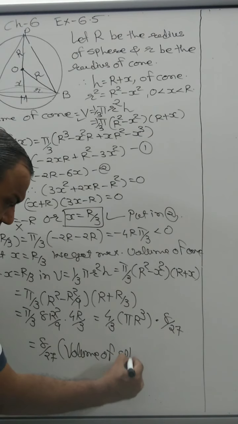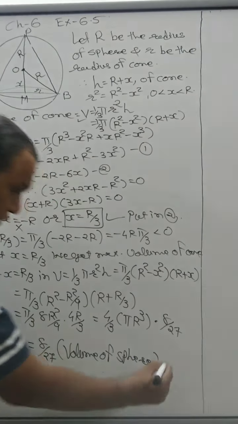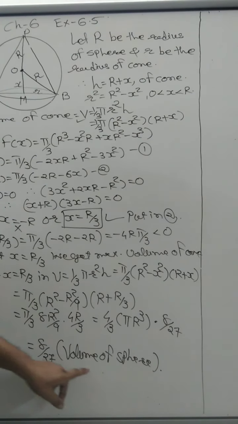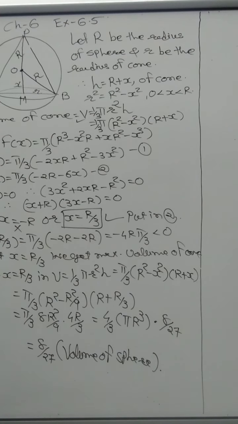So we can say that this is equal to 8 by 27 of the volume of the sphere. Okay, and we wanted to prove that the volume of the cone is 8 by 27 times the volume of this sphere. So this way we can obtain our answer.